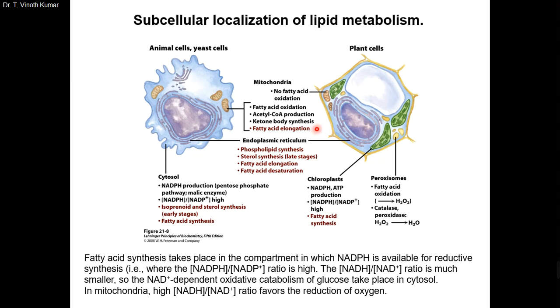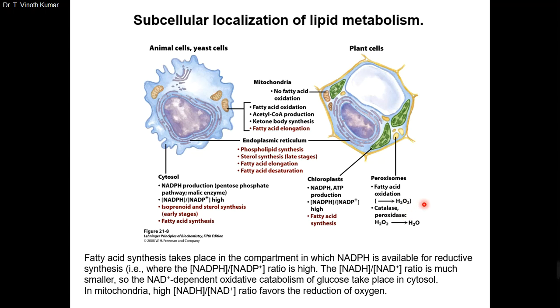Fatty acid elongation is also a part of this; it occurs in the endoplasmic reticulum, and fatty acid elongation also occurs in mitochondria in animal cells. Coming to the plant cell, I already told that the mitochondria is not involved in fatty acid oxidation. And in the chloroplast, NADPH production and fatty acid synthesis occur. Coming to the peroxisomes, complete fatty acid oxidation occurs, and catalase and peroxidase will be present there.